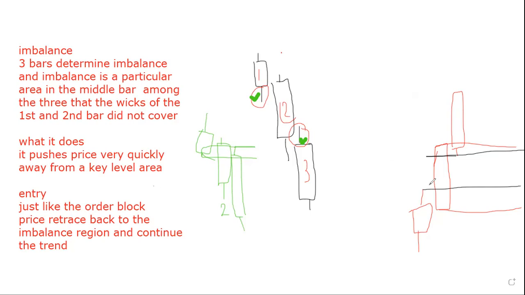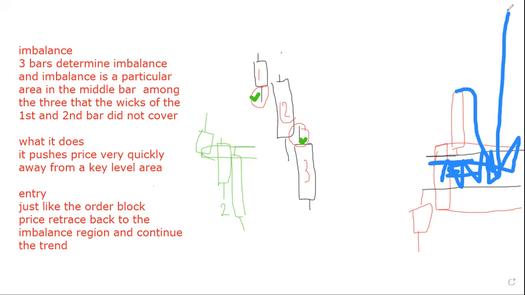The space between. Good. Now the space between, which is this particular point, is our imbalance. Now we want price to actually come down to this place, around this point, then shoot back up. That is just imbalance.